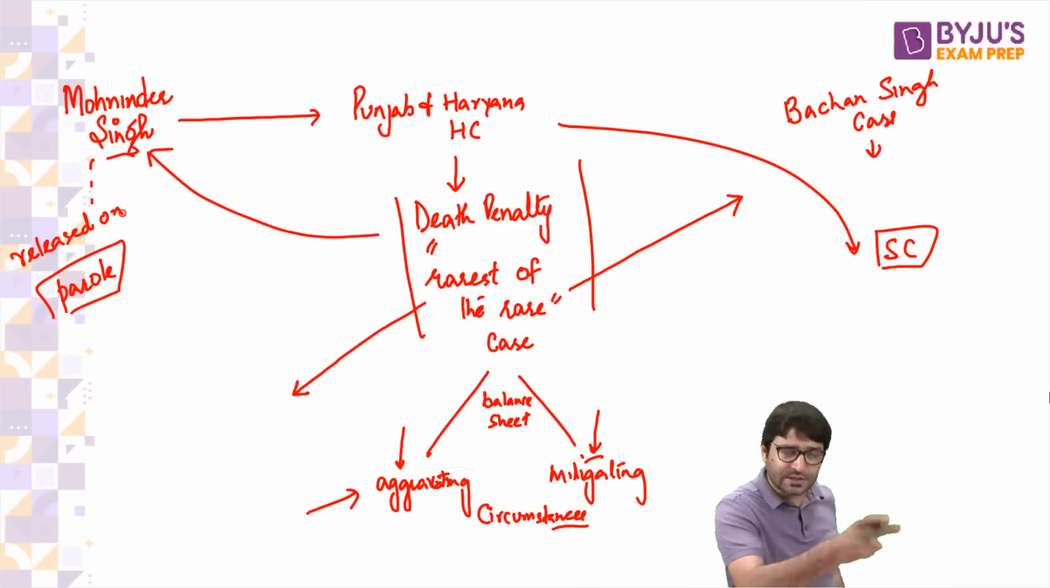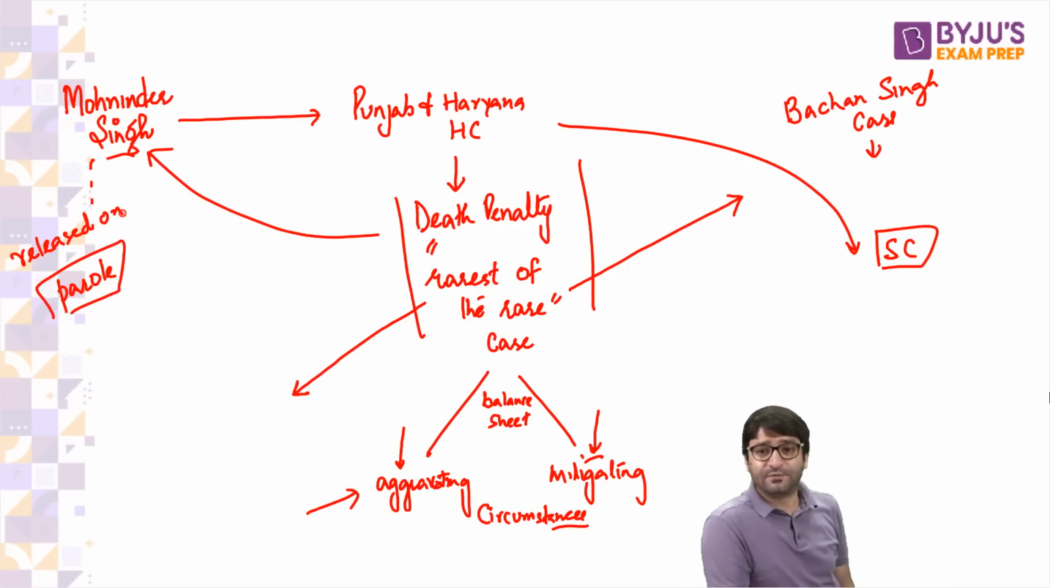Maninder Singh was released on parole. And while he was on parole, he killed the same daughter he had raped. He also killed his wife.